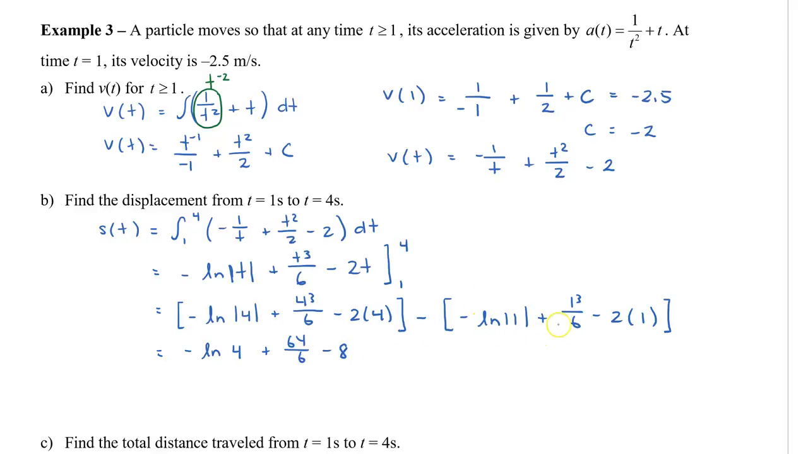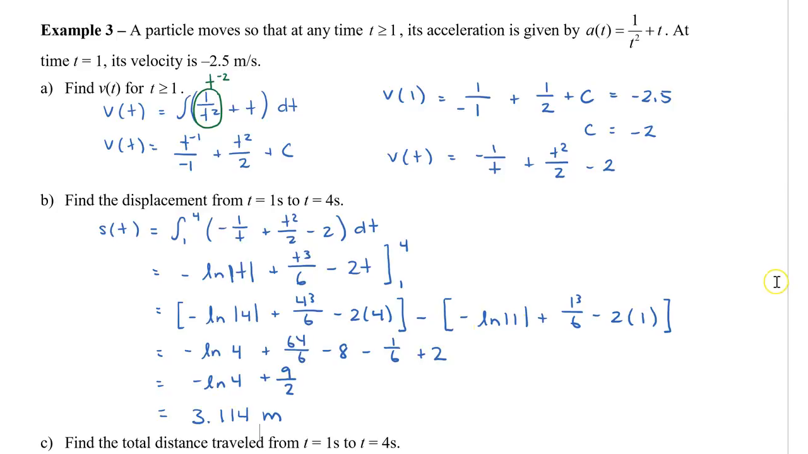This natural log will be 0. So we have minus 1/6 and then plus 2. And simplifying all the numbers, we get 9 over 2. So negative natural log of 4 plus 9 over 2. And then to get a decimal answer, we plug it in to get 3.114. And that's going to be in meters.